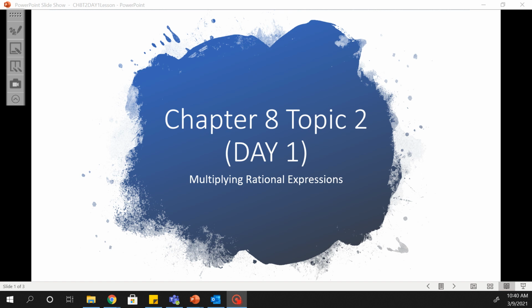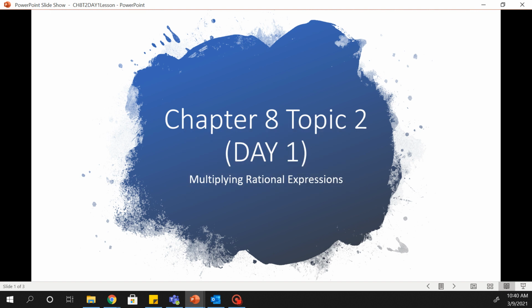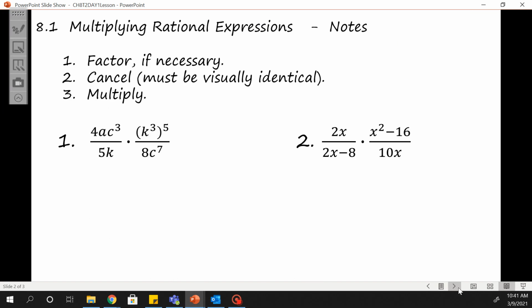Today we're going to be looking at how to multiply rational expressions. So we already saw how to simplify. Multiplying is really kind of the exact same thing. It's just instead of factoring and canceling with one fraction, you have to do it with two fractions. So this is a two-day topic. First, we will look at day one, multiplying rational expressions.